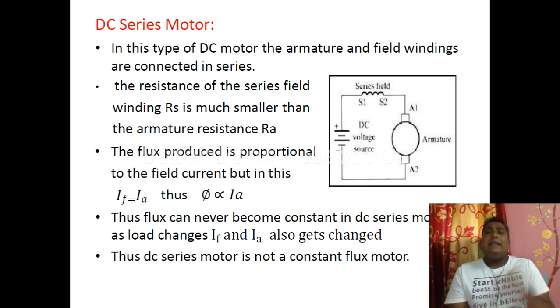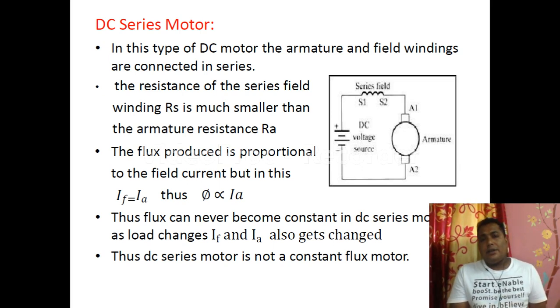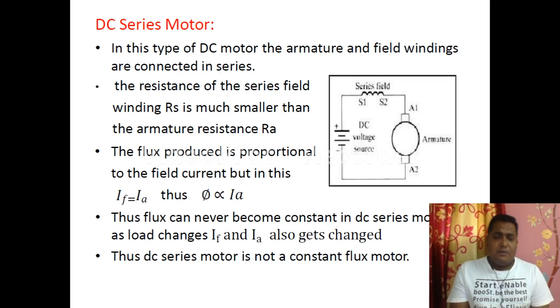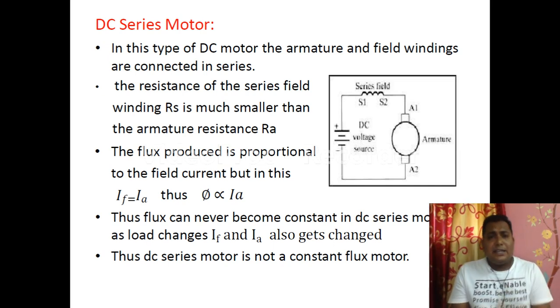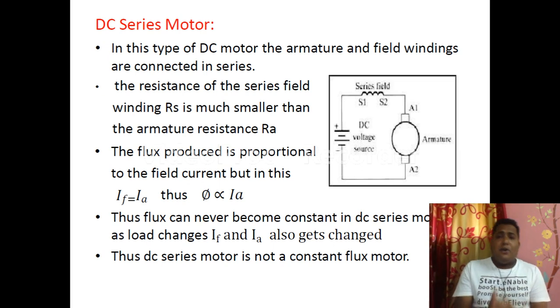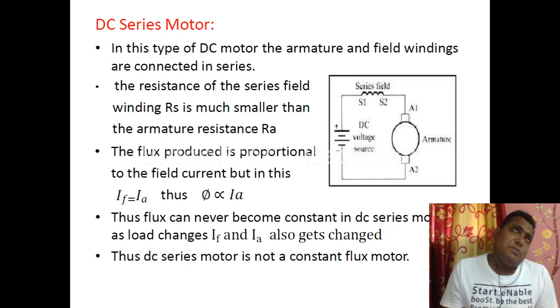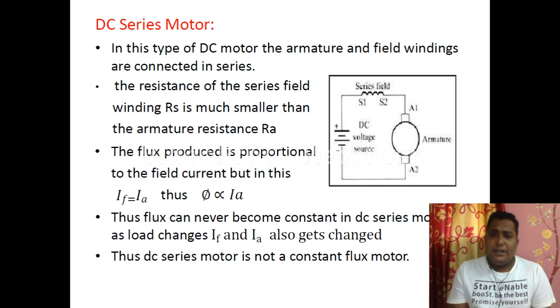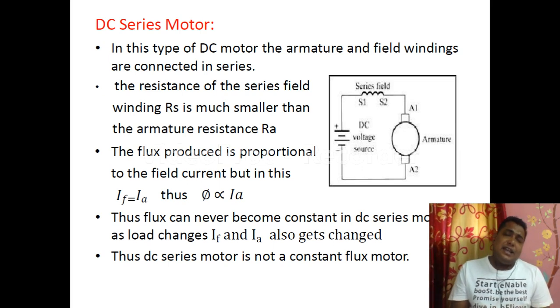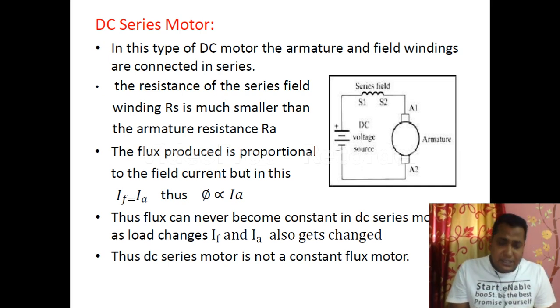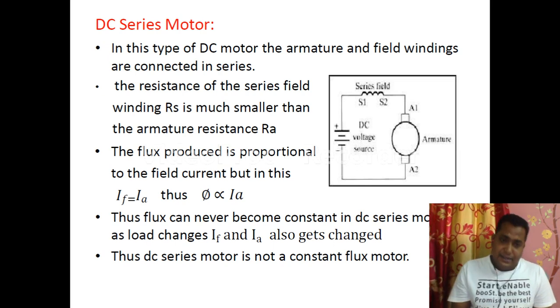In the case of the shunt motor, the current coming from the electrical supply is divided into two sections. Some current flows through the field winding, that is the field current, and some current flows through the armature winding, that is the armature current. Now in the series motor, what is going to happen? There is a single loop, so a single current will flow. That means the field current is equal to the armature current, which is equal to the line current, correct.